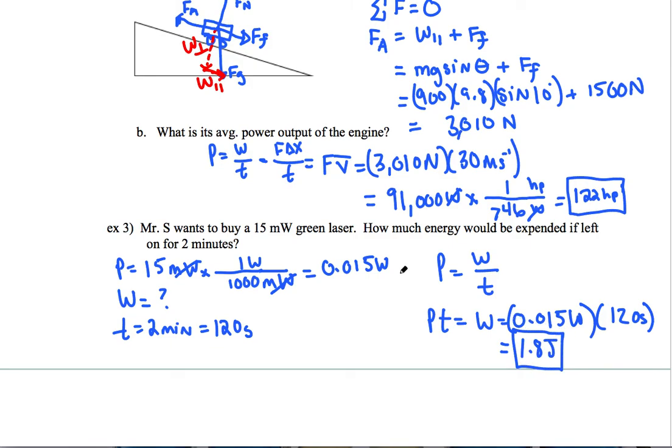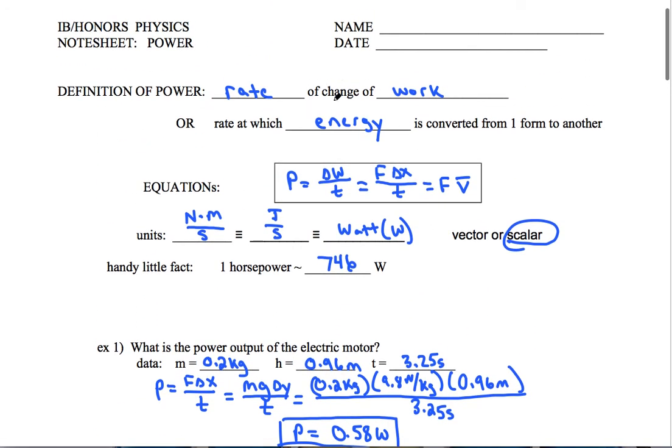So that's all for now. Remember that power, we define as the rate at which a change in work happens. In other words, you can transfer energy, but how quickly you transfer energy will determine your power. Power and energy are not the same thing. They are related by the time variable.